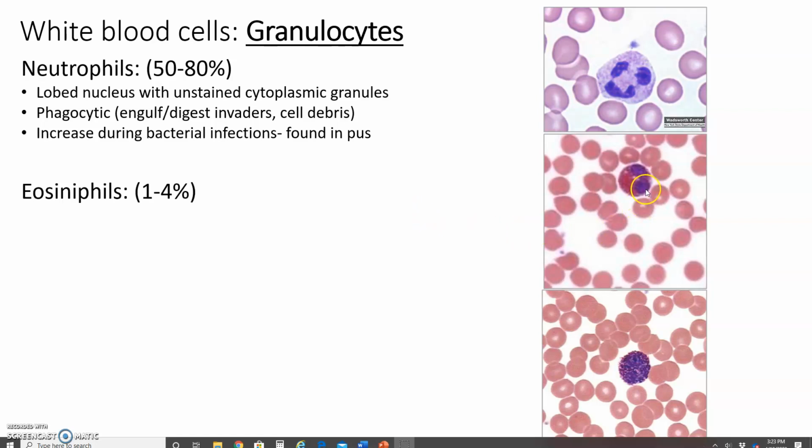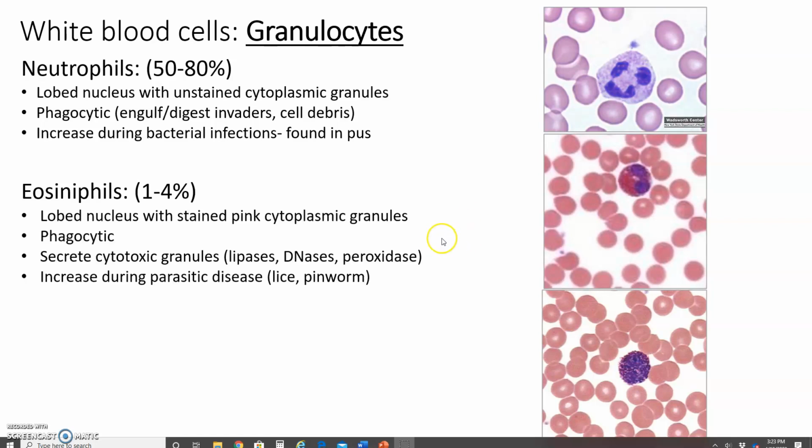Then there are the eosinophils. We see one over here. They make up about 1 to 4% of our white blood cells, so a pretty small number of our white blood cells are eosinophils. They have a lobed nucleus with pink stained granules. They are phagocytic, so that's how they function. They also secrete cytotoxic granules that they use mostly when they attack parasites.